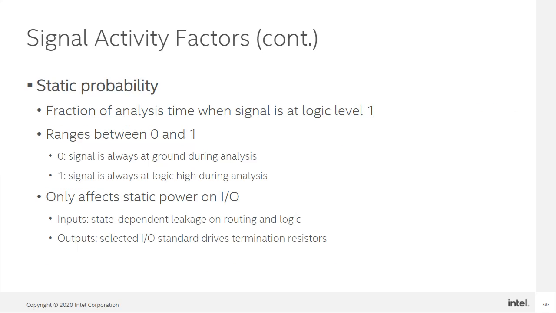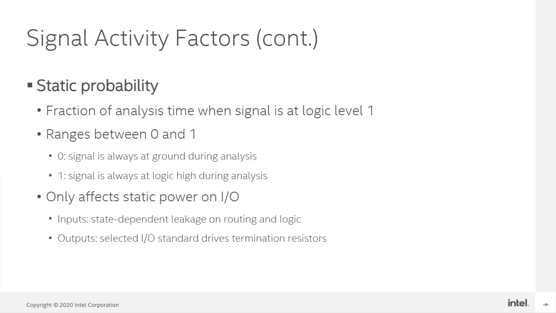Static probability, defined as a fractional value between 0 and 1, refers to how much of a defined analysis period a signal remains at logic high. The analysis period is usually based on the duration that is needed for a test case to fully exercise the normal activity of the signal. At the extremes, a static probability of 0 indicates the signal is at ground for the entire duration of a test. Conversely, a 1 indicates the signal remains high for the duration.